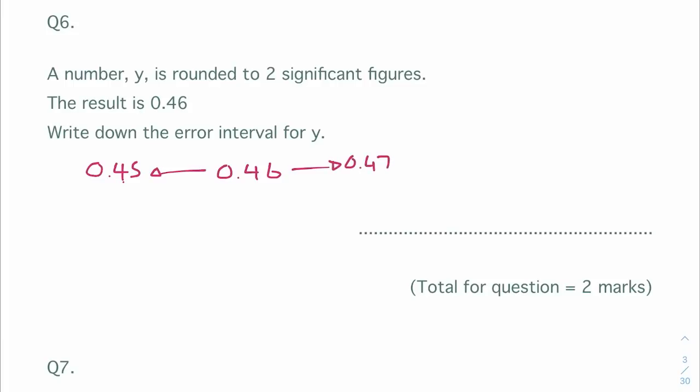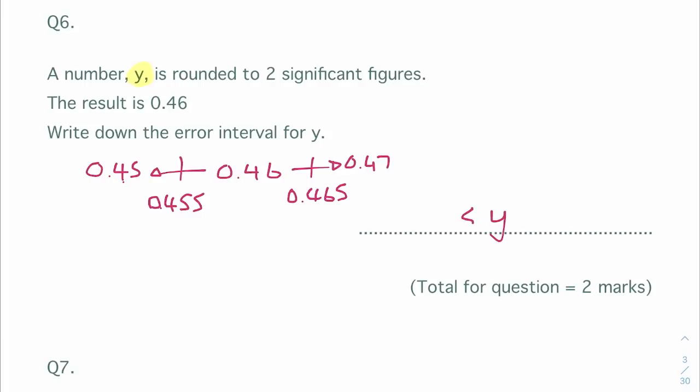So what we're doing is we are looking for the midpoints between them. So between 0.45 and 0.46 you have the number 0.455. And in between 0.46 and 0.47 you've got the number 0.465. And they are our upper and lower bounds. So we just need to write that in as an error interval. We put y in the middle as it talks about y here, but it doesn't have a letter. You can just put 0.46 in the middle.